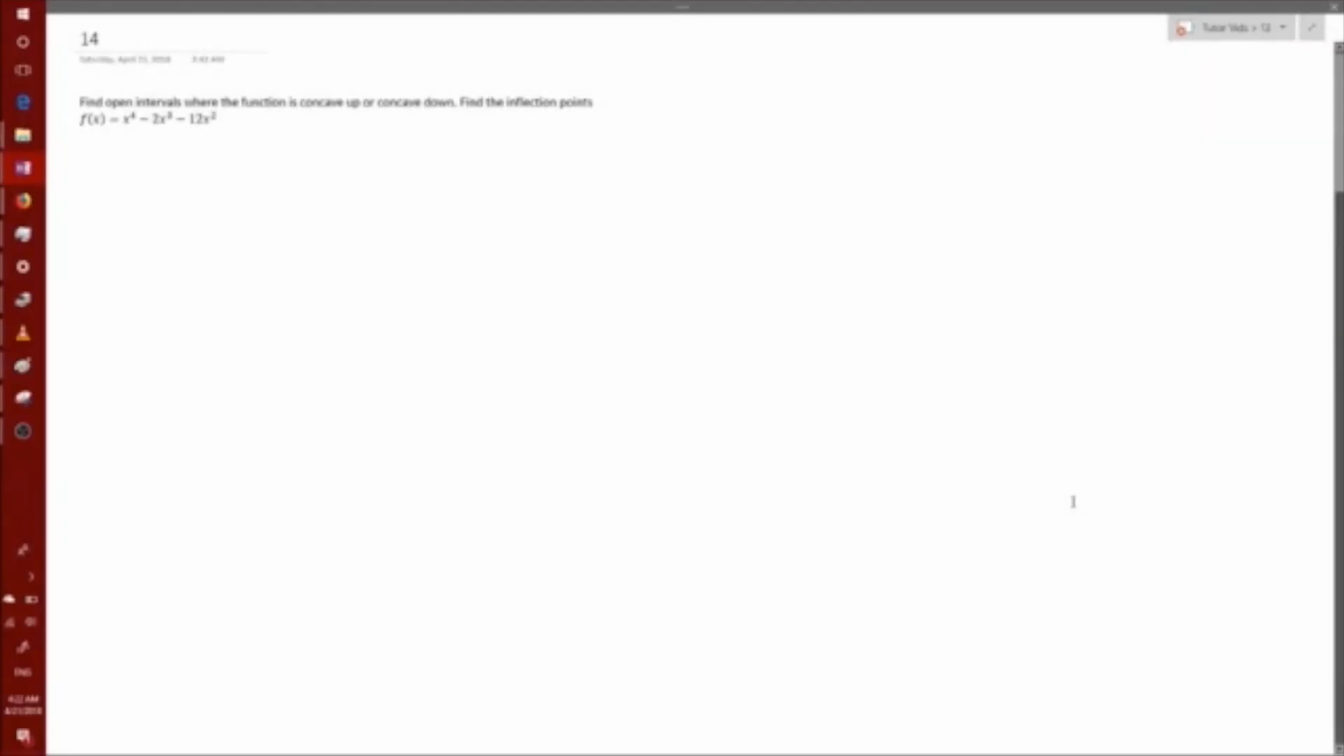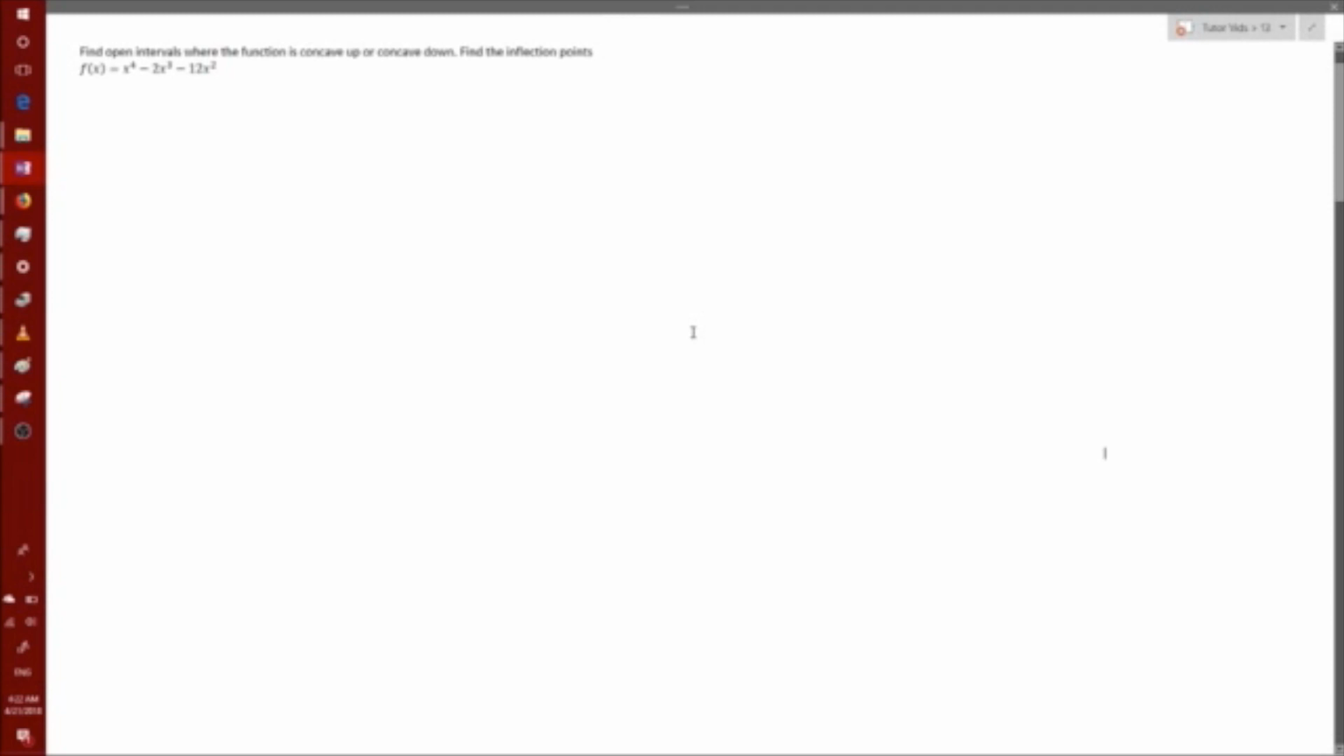Alright, let's find the open intervals where the function is concave up or concave down and find the inflection points of this function. So first we need to find the possible inflection points by taking the second derivative. Right, let's take the first derivative first.